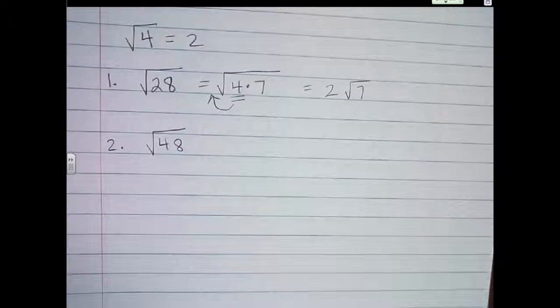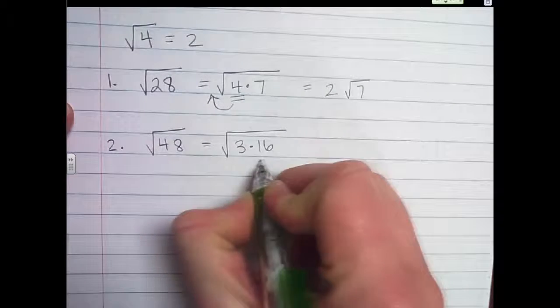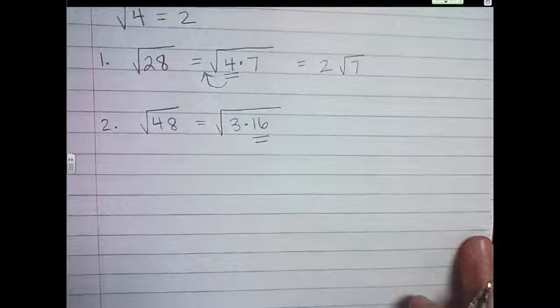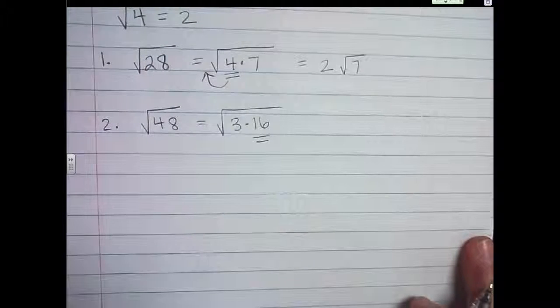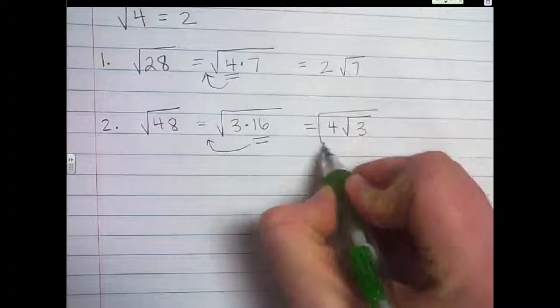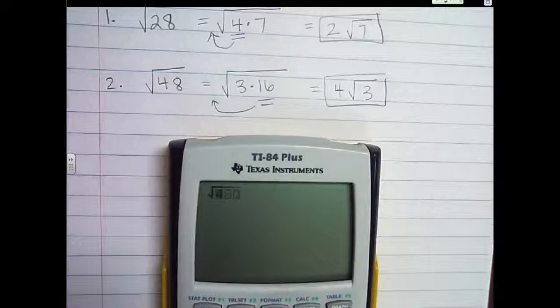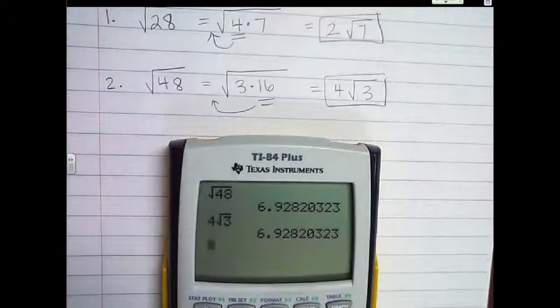Square root of 3 times 16, yes. Well, then you take, no, not 16 on the outside. What's the square root of 16? 4. Yes. So I write 3 times 16. The square root of 16 is 4. So that moves on the outside. So 4 square root of 3. Okay, and let's check it. Square root of 48, and then 4 square root of 3. Same exact weird ugly decimal, so you're good to go.